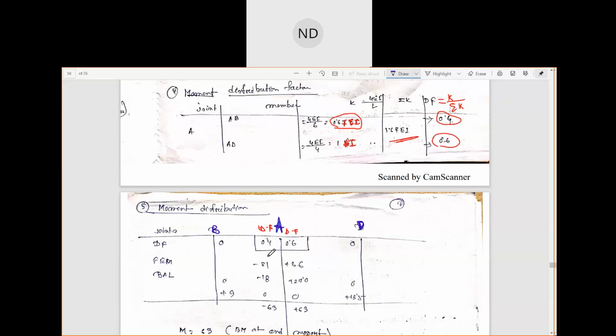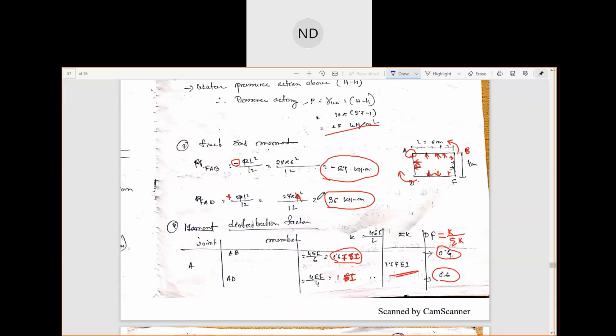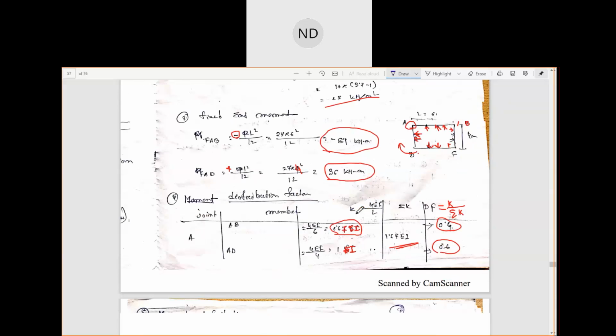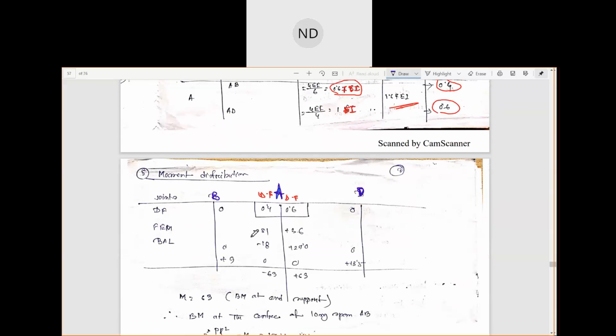Now once we know the distribution factors, we have calculated the fixed end moments here. AB is minus 81, AD is plus 36. So these are the fixed end moments. The distribution factors are mentioned already here.